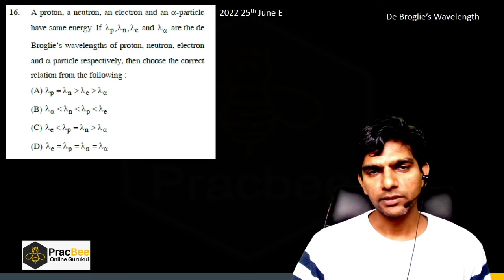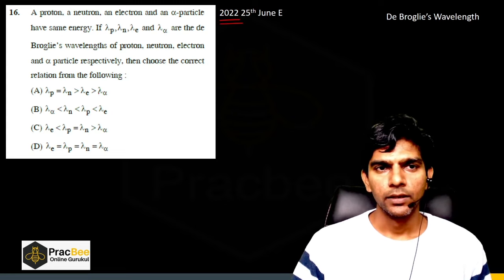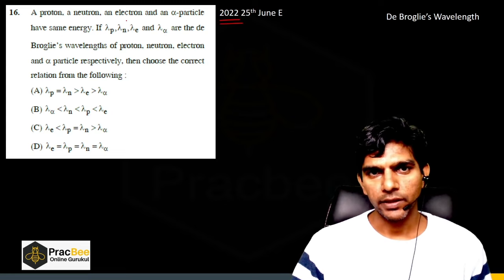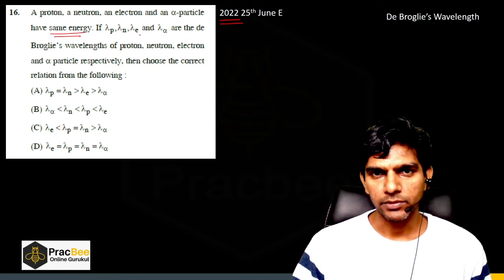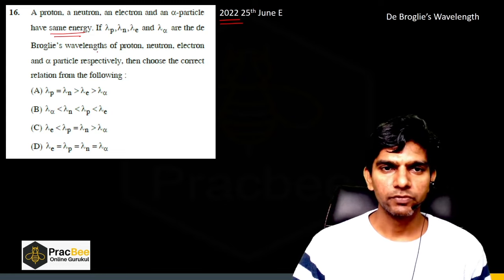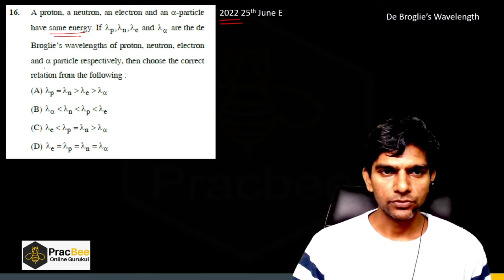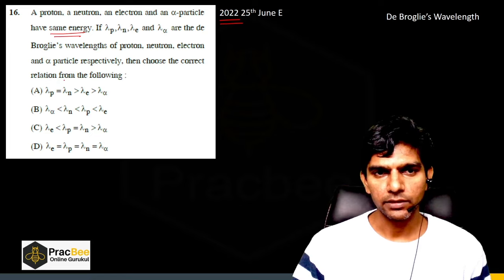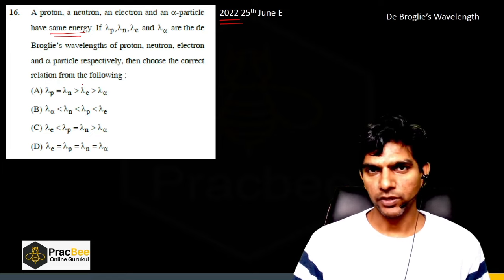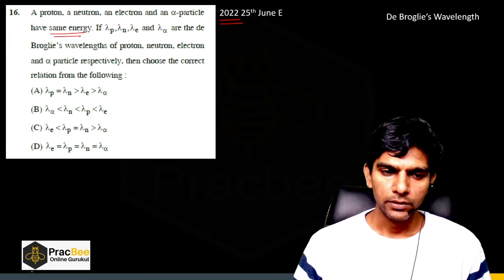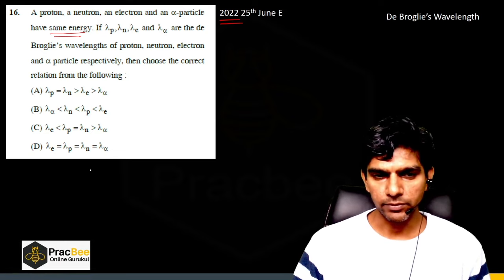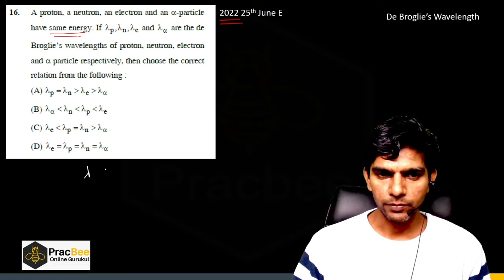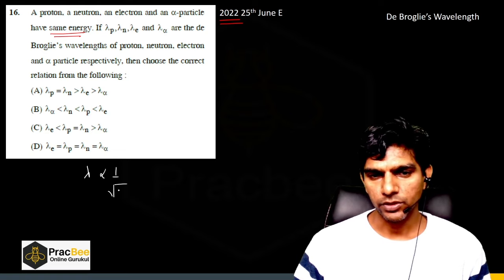Okay, right. Now let us see this question. It came in 2022. A proton, a neutron, an electron, and an alpha particle having same energy. And lambda p, lambda n, lambda e, lambda alpha are the de Broglie wavelengths of proton, neutron, electron, and alpha particle. Then choose the correct relation. So again, we have to compare wavelengths of these particles. And they have same energy. If energy is same, we can say lambda will be inversely proportional to the mass.